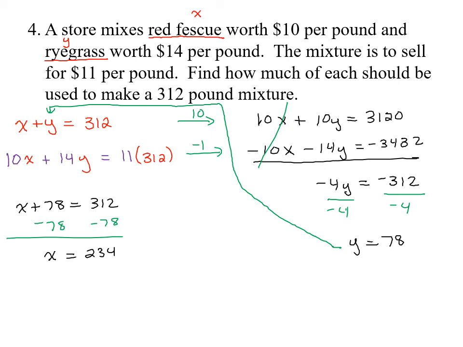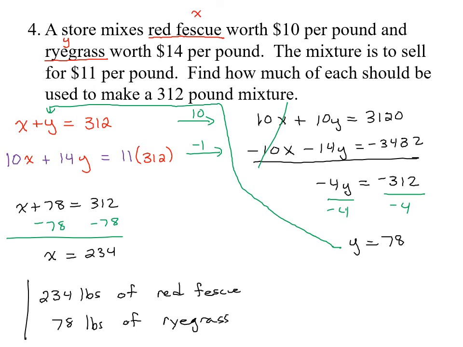So the question is, how much of each would be used to make the 312 pounds? Well, x is what I said was the red fescue. So you need 234 pounds. Oops, no, it's supposed to say of the red fescue, or fescue. And you need 78 pounds of ryegrass, because I let y be the ryegrass. And that would be your answer.